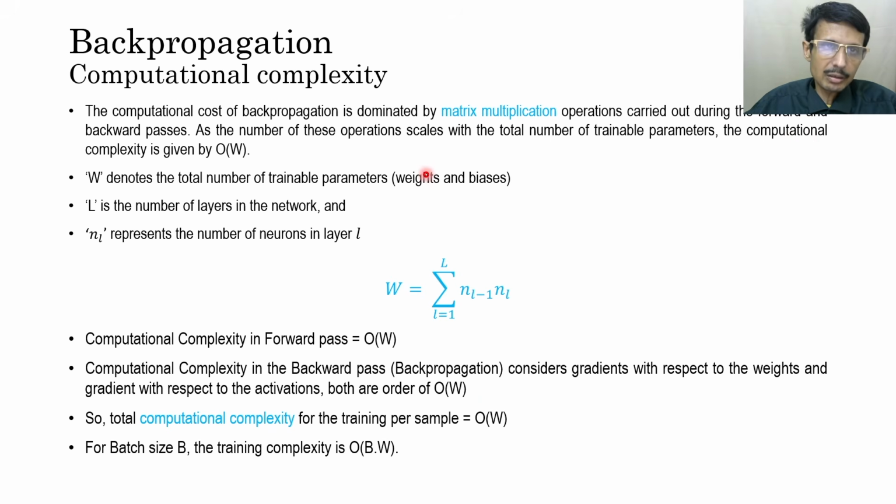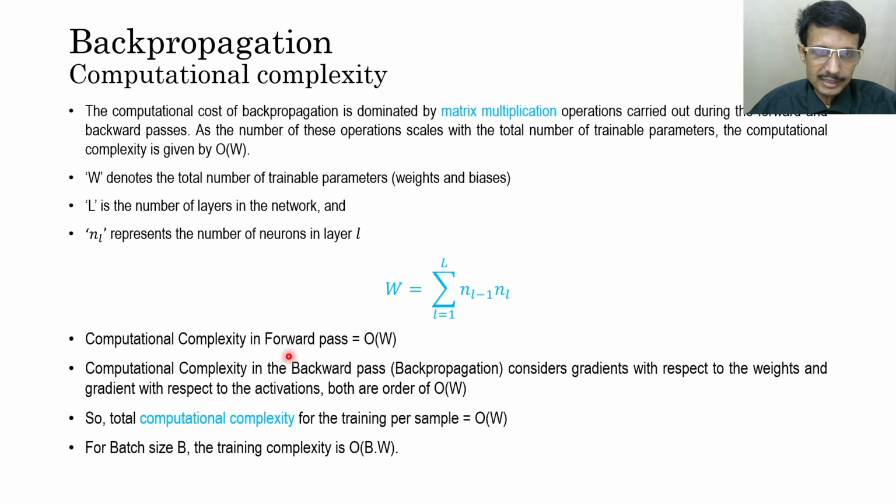Now what is the computational complexity of backpropagation? The computational cost of backpropagation is dominated by the matrix multiplication operations carried out during the forward and backward process. As the number of these operations scales with the total number of trainable parameters, the computational complexity is given by W, where W denotes the total number of trainable parameters, weights and biases. L is the number of layers in the network, and N_l represents the number of nodes. So W is the sum from l equals 1 to capital L of N_l times N_(l-1).